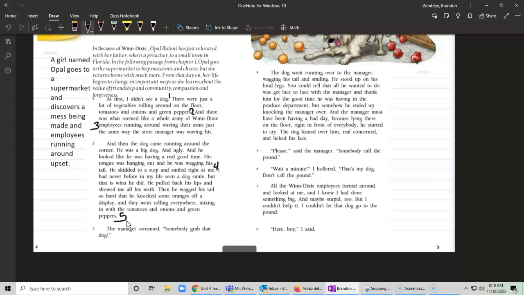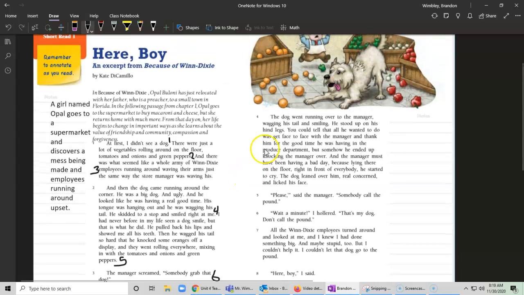The manager screams, "Somebody grab that dog." So the manager, we now found out what they're upset about. They're upset that this dog's running around their store. The dog went running over to the manager, wagging his tail and smiling. He stood up on his hind legs. You could tell that all he wanted to do was get face to face with the manager and thank him for the good time he was having in the produce department.